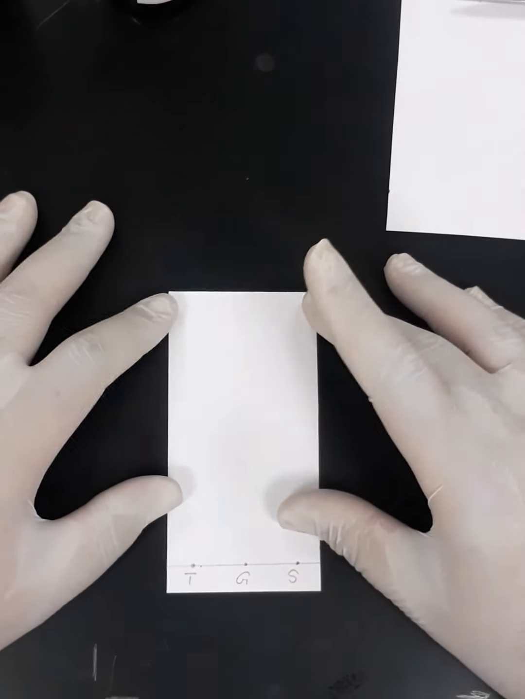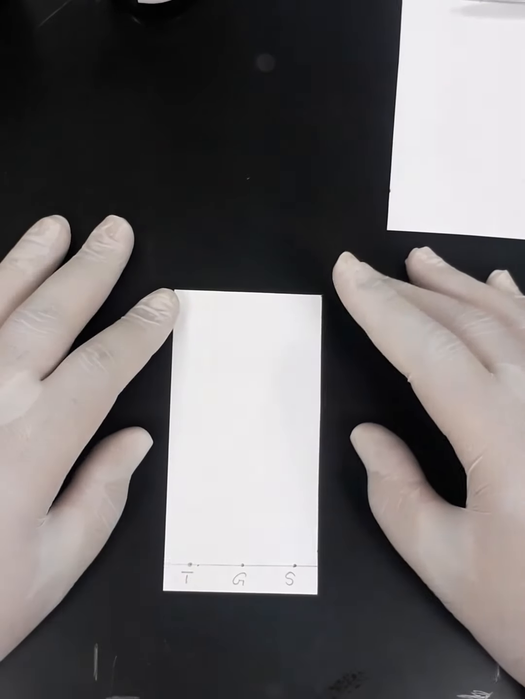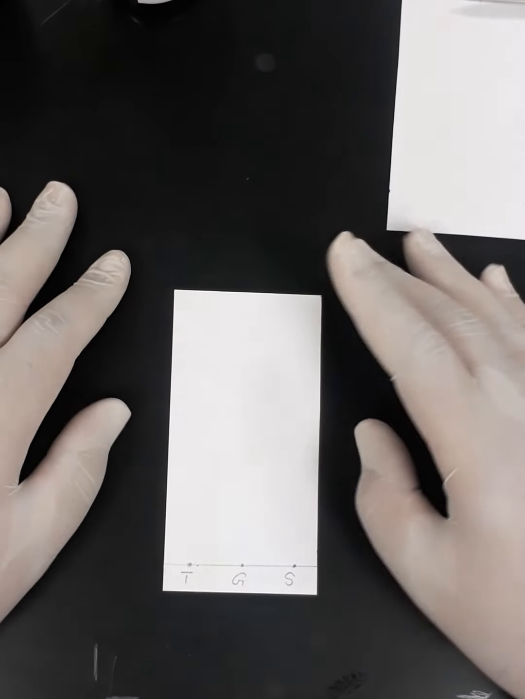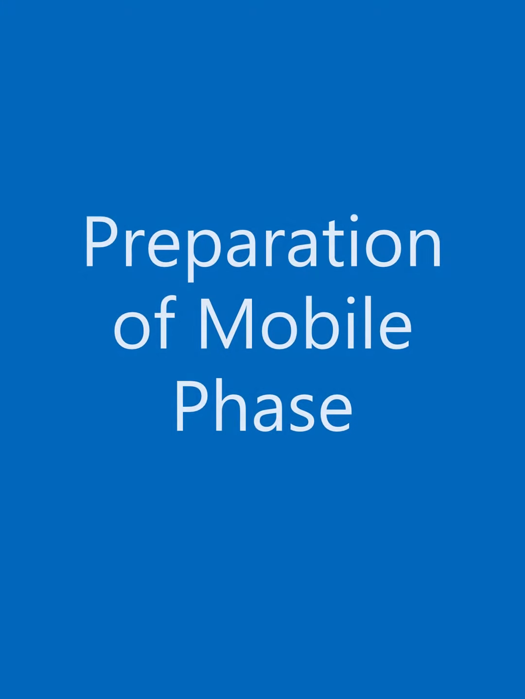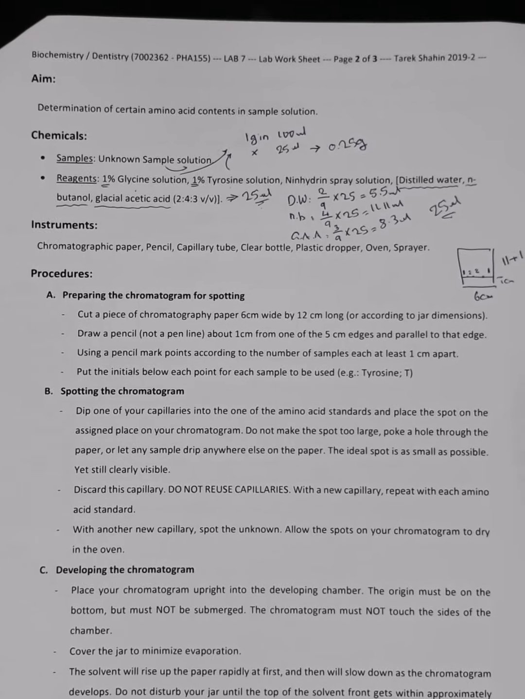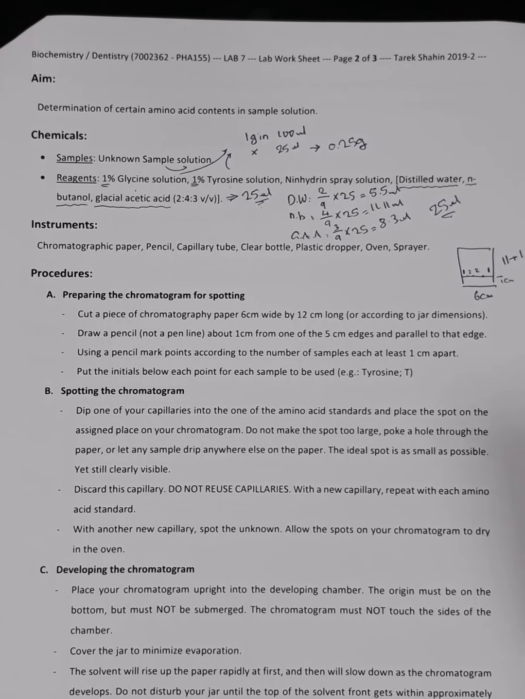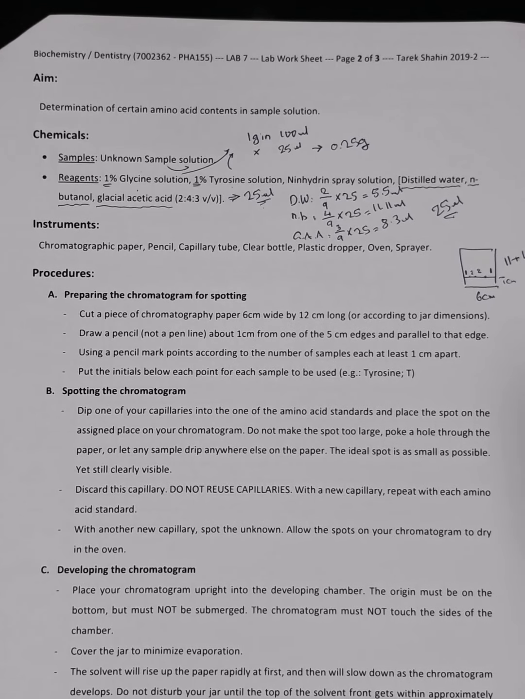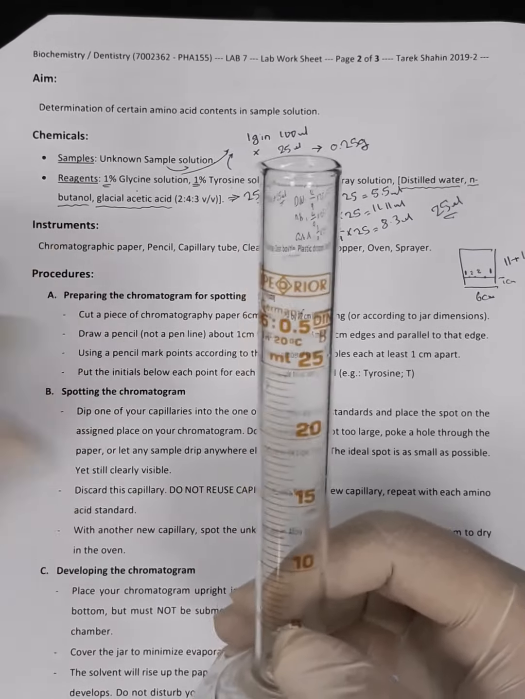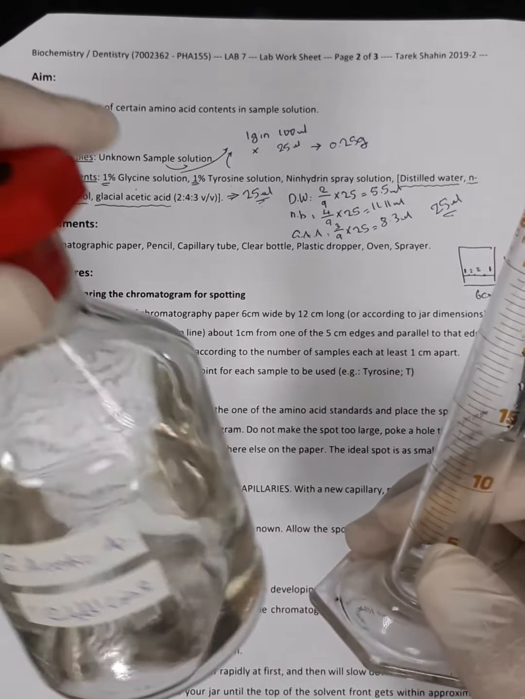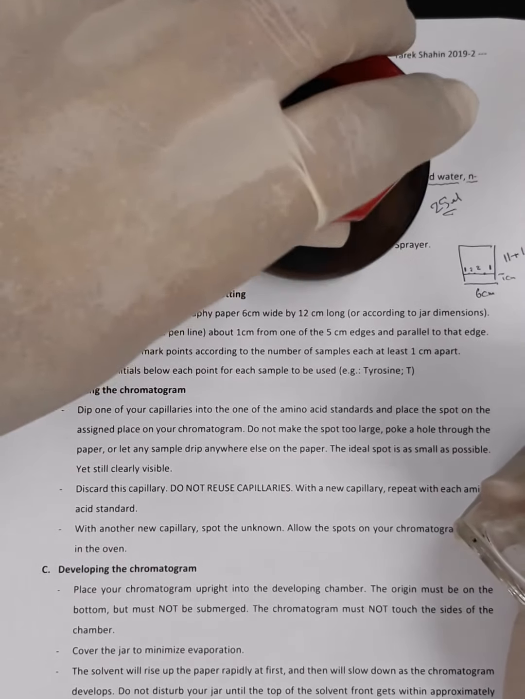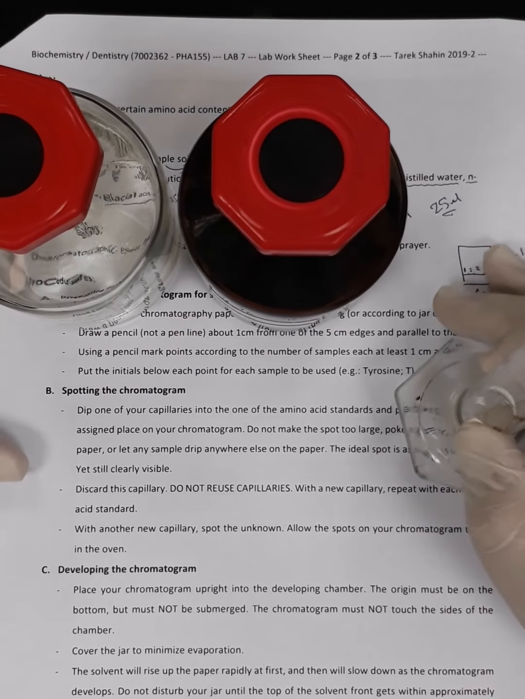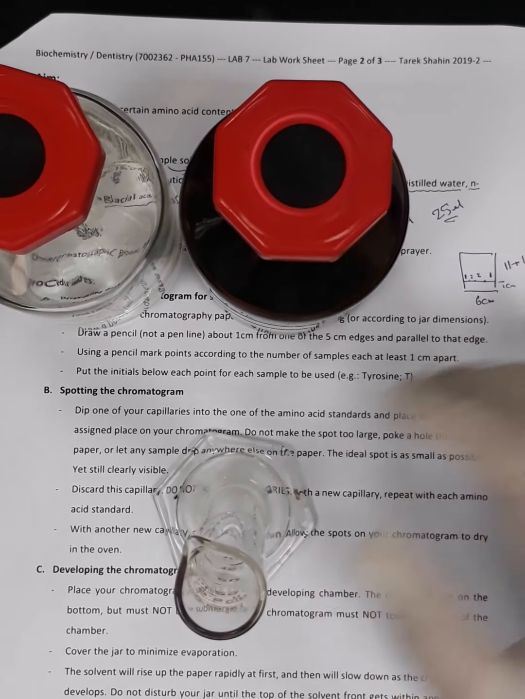The step we have just done, we call it the preparation of the chromatogram or the chromatographic paper. Now we are going to move to the next step, which is the preparation of the mobile phase. For that, we will need a measuring cylinder and the solutions we are going to use to prepare the mobile phase, which are the acetic acid, the N-butanol, and the distilled water in the dispenser. Okay, how are we going to proceed? It's very simple.